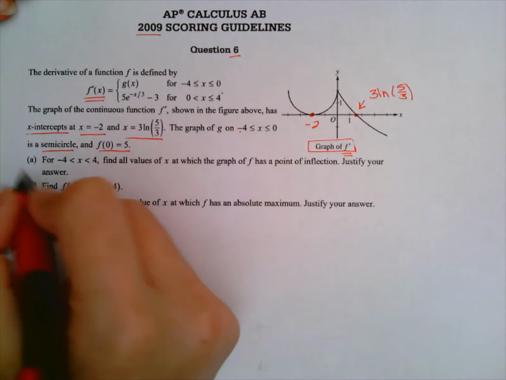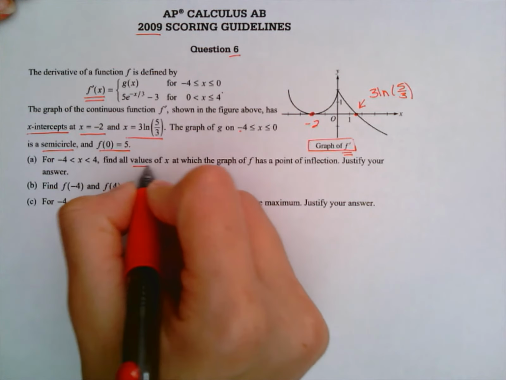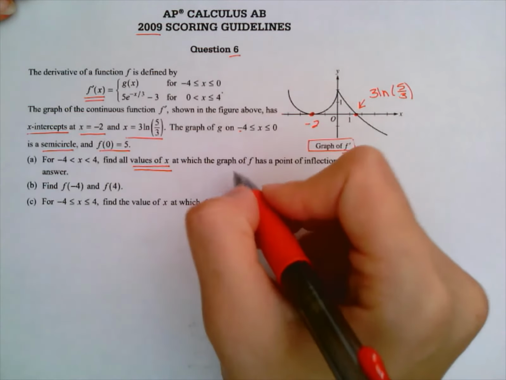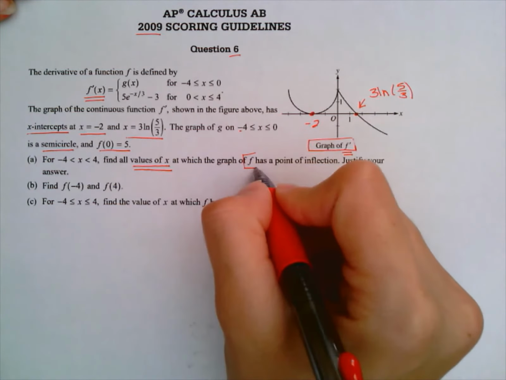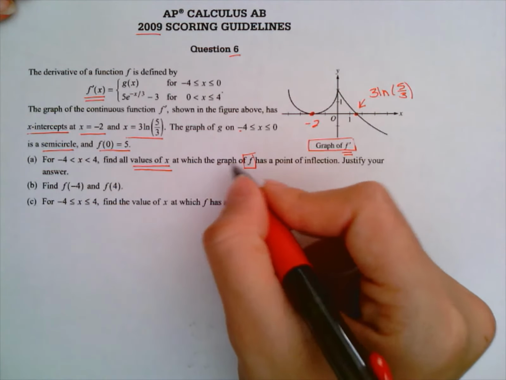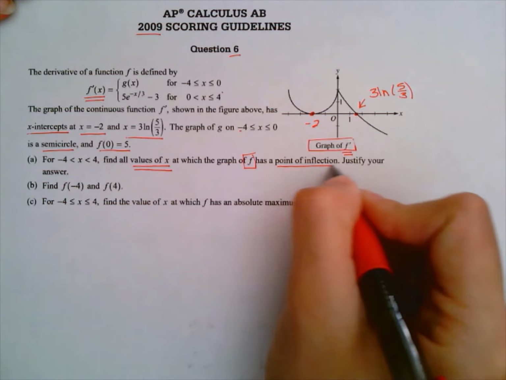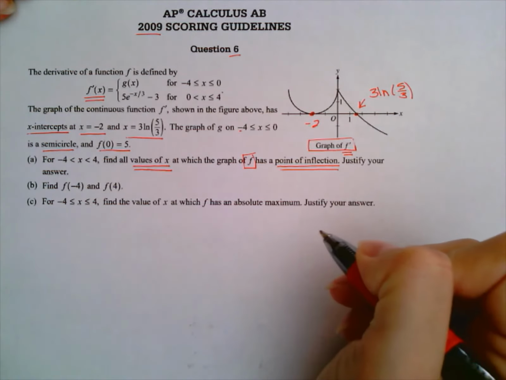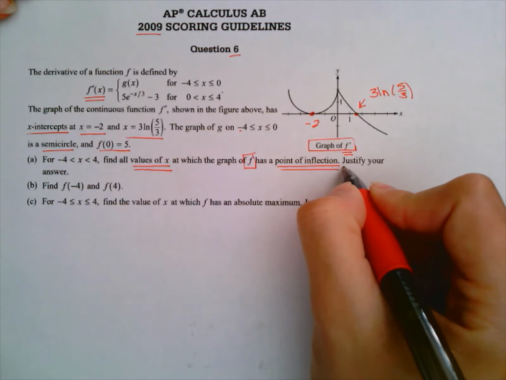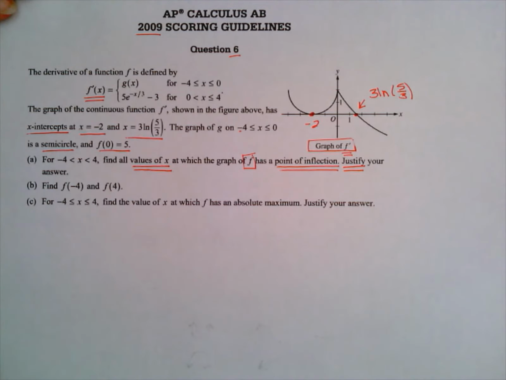Now, looking at A, it says from -4 to 4, find all values of x. That means we're going to put our answers just with the x value, not the y. Of the graph of f, so notice they're giving me f prime and now they're asking me about f. That's that going backwards that I was explaining to you about. Where on f is there a point of inflection? Very important. And then here, even more important because they always give you a point here. And if you miss it, you'll miss that point. Justify your answer.